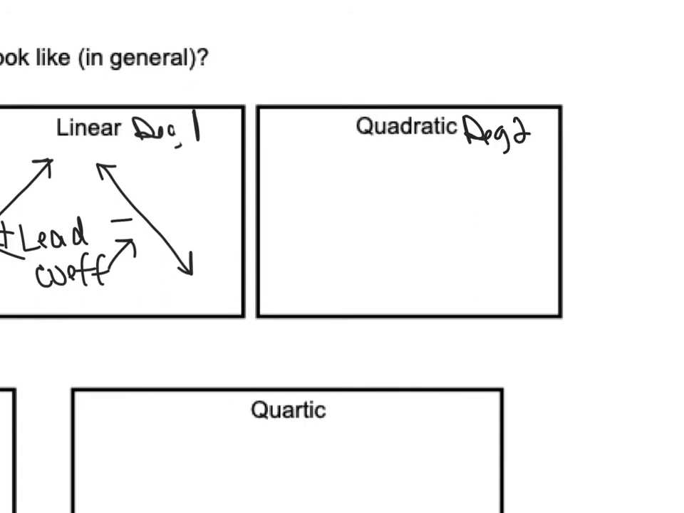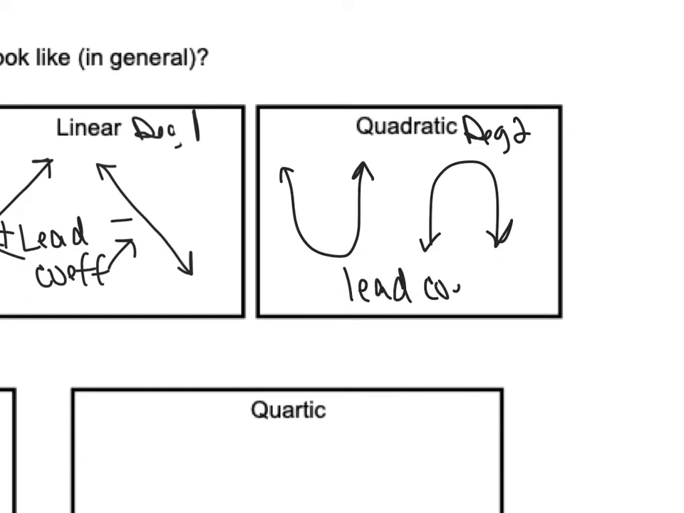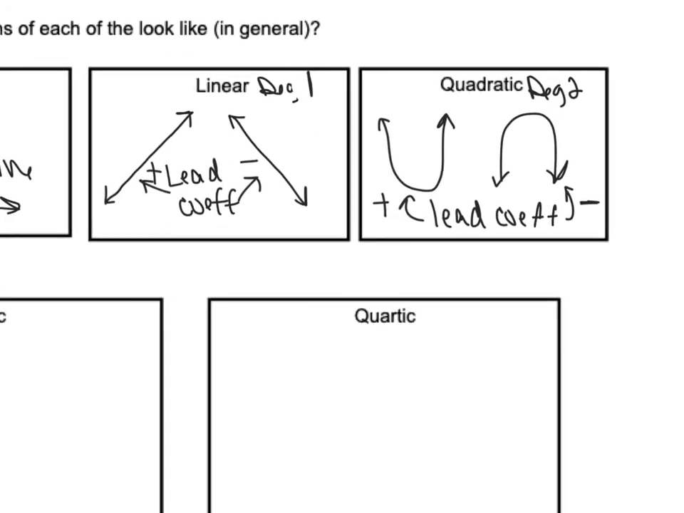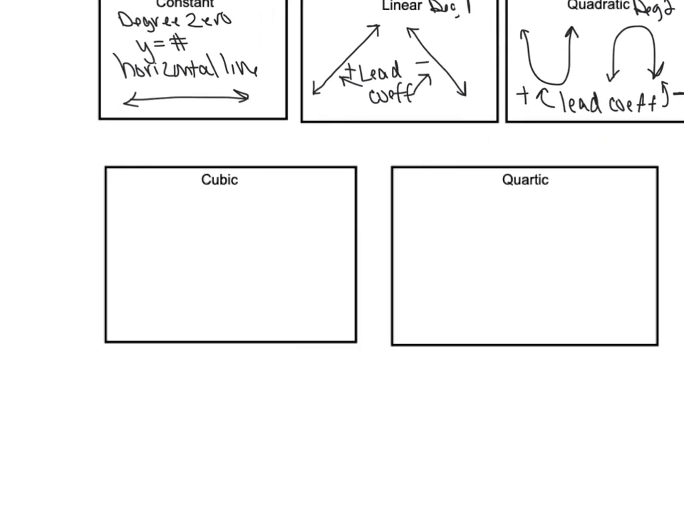And when you look at a graph of a quadratic, it's either going to be opening up or it's going to be opening down. And again, with our lead coefficient, the number out in front, if it looks like that, it has a positive lead coefficient. If it looks like that, it has a negative lead coefficient. That A value is positive, it opens up. The A value is negative, it opens down.